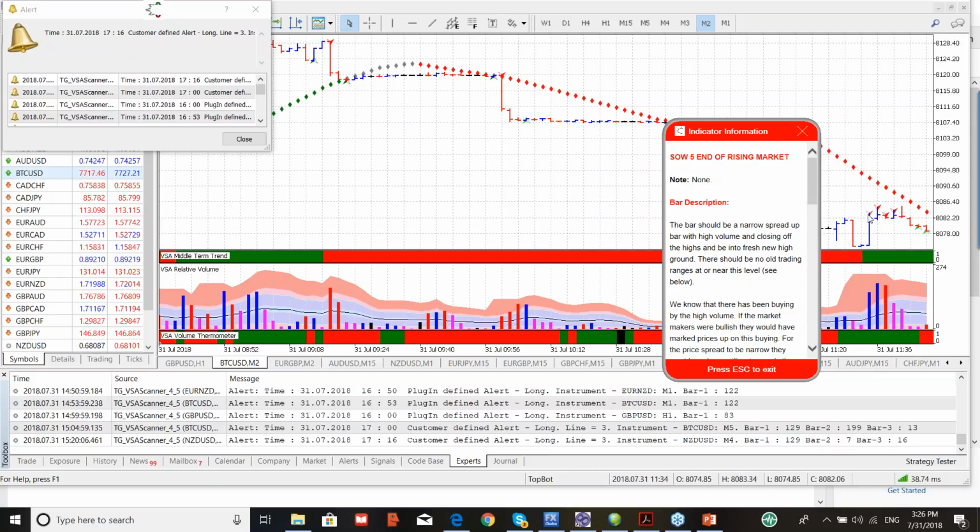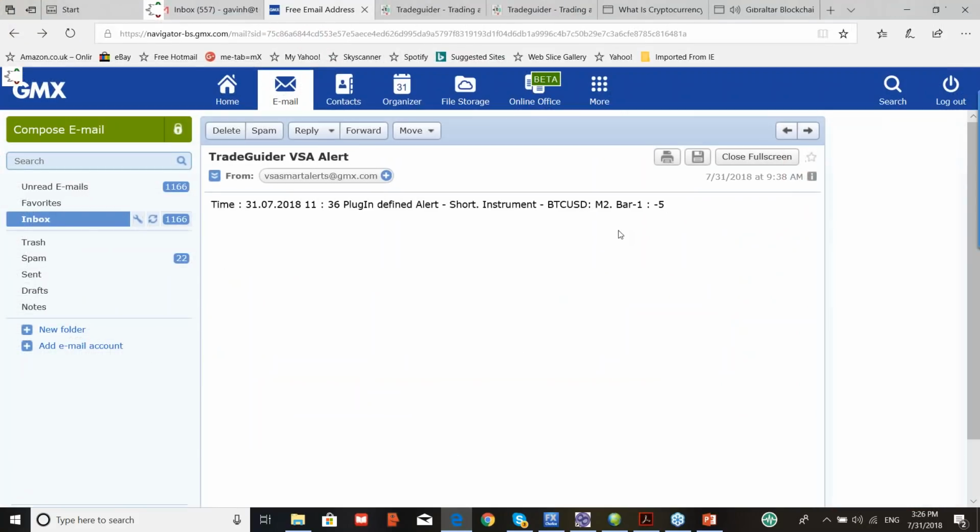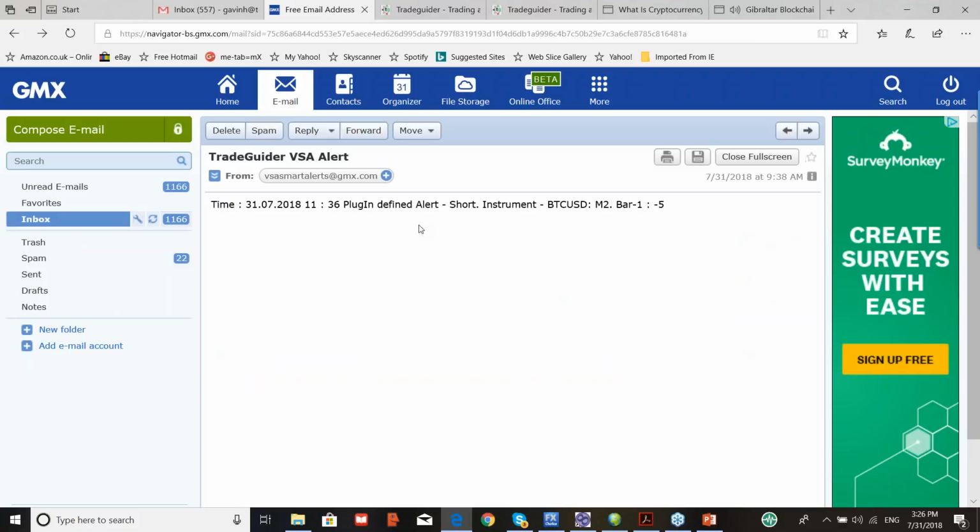Now, when that appeared, I got an email onto my smartphone. And it looks a bit like that. Looks exactly like that. That was it. So the software, the second the bar closed, I knew exactly what instrument it was on. I knew exactly it was -5, which is the end of a rising market. I went straight to the chart. There's weakness in the background. The market here was considerably weak.